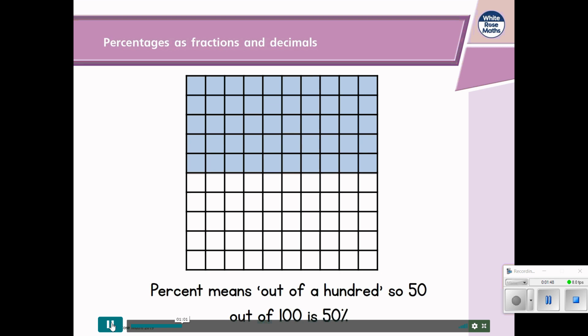Percent means out of 100. So 50 out of 100 is 50%.